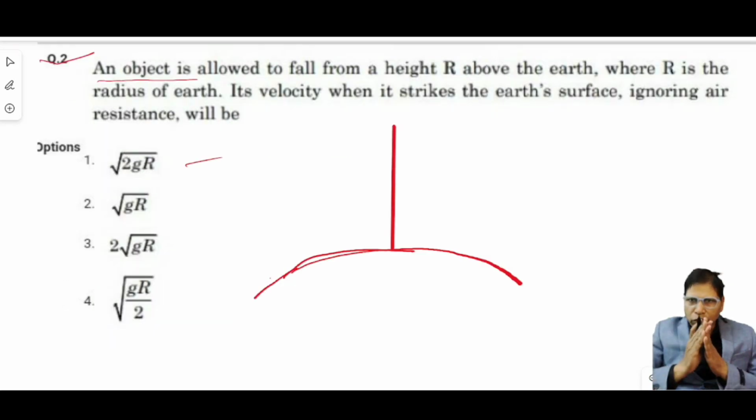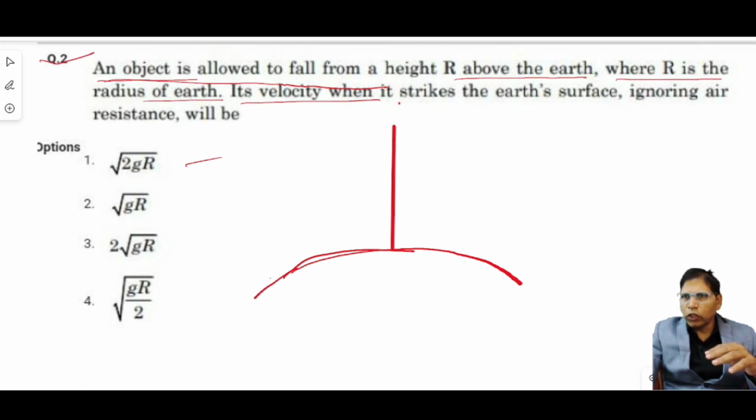Okay. Now question number 2. An object is allowed to fall from a height r above the earth's surface, where r is the radius of the earth. Its velocity when it strikes the earth's surface, ignoring the air resistance, will be.